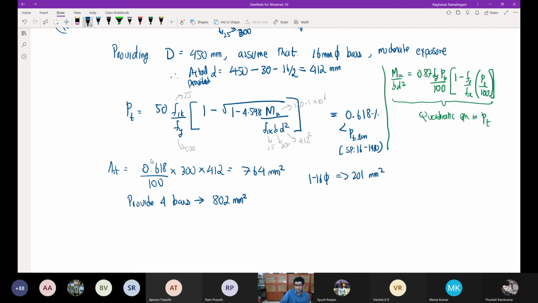It's more than this, but we need not worry, since we have given more than the Ast which we calculated, we do not have the fear of becoming over reinforced. We found only 0.618% for this Ast, and changing from 764 to 802 is not going to make this number much greater. It will still be much lesser than the Pt limit, so we have no worry that we are going to become over reinforced.